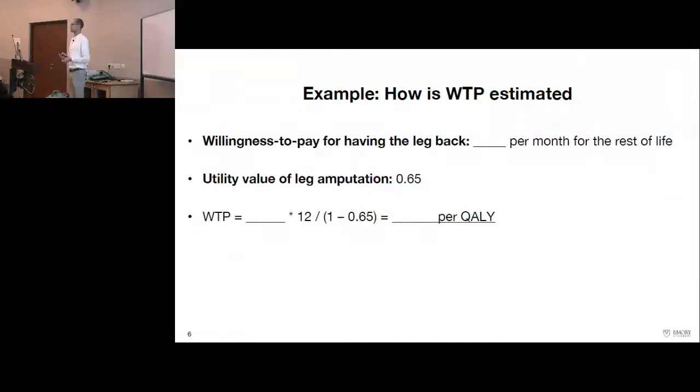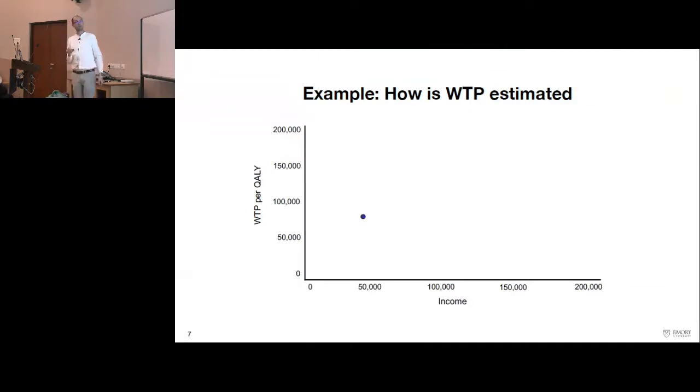It's roughly a million, right? Eight hundred fifty-seven thousand. So that would be our estimate for this one person, given their income of 50,000 rupees per month. So we would have one point. Yay!